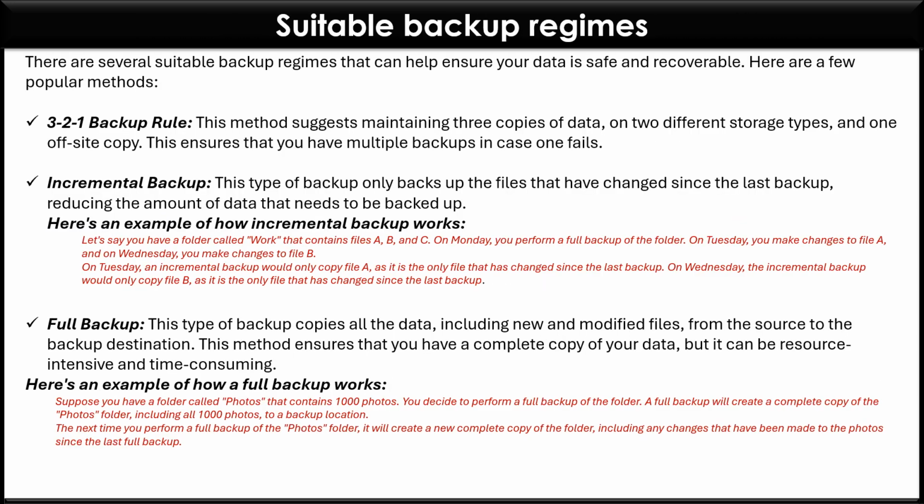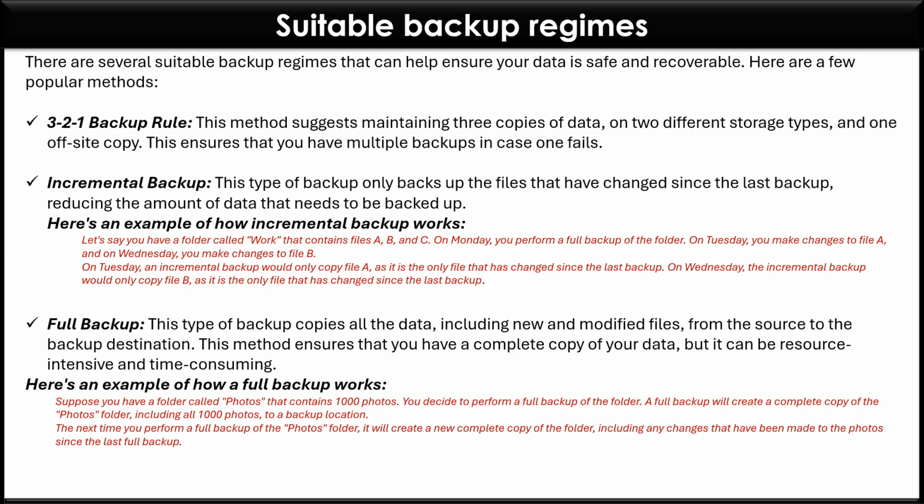And what are the suitable backup regimes that we can rely on? There are several suitable backup regimes that can help ensure your data is safe and recoverable anytime, anywhere. So here are some of the popular ones. Example, first one is the 3-2-1 backup rule. This method suggests maintaining 3 copies of data on 2 different storage types and 1 off-site copy. This ensures that you have multiple backups in case one fails. So that's how the 3-2-1 backup rule works.